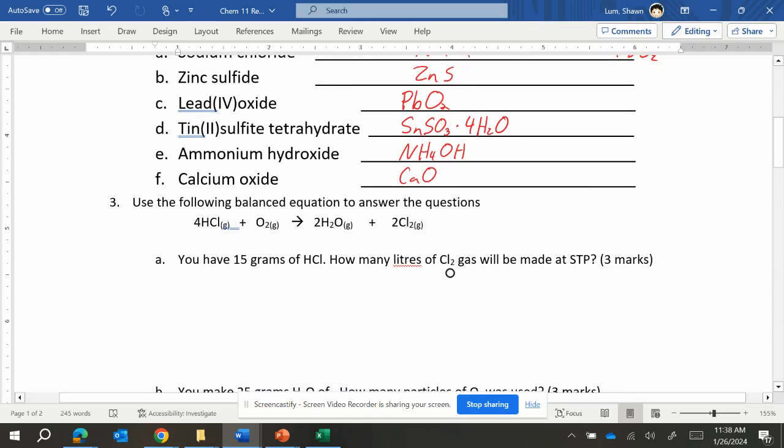Okay, here I have a balanced equation, and it says that you have 15 grams of HCl. How many liters of chlorine gas will be made at standard temperature and pressure? And so we're going to do some stoichiometry right here. Since it's standard temperature and pressure, that number that you should be knowing is 22.4 liters is equal to 1 mole. That only holds true at STP. So, anyways, let's get into it. So we have 15 grams of HCl.